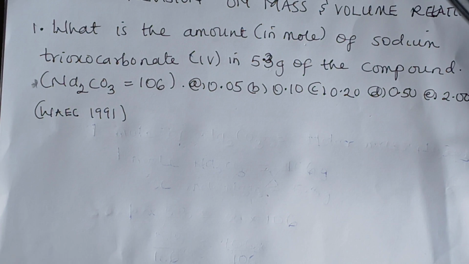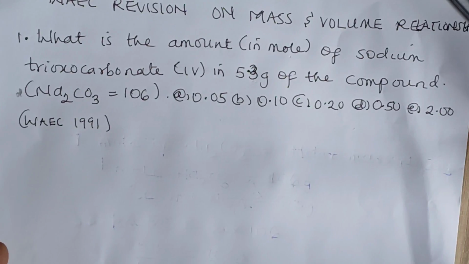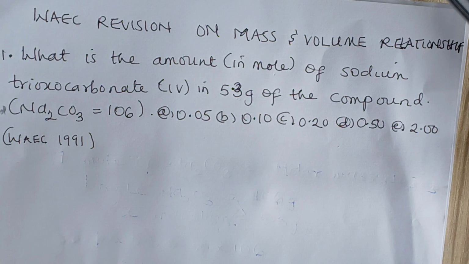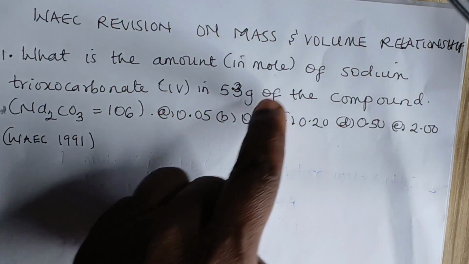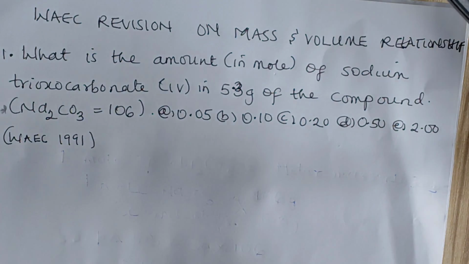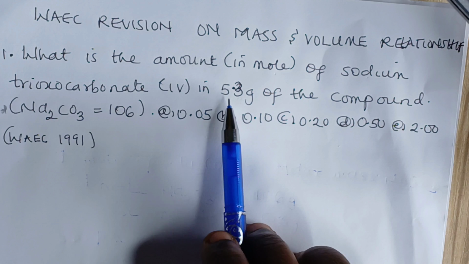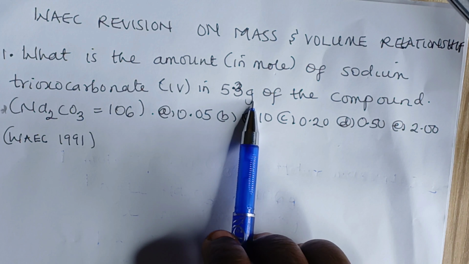So welcome back to the revision class, Waec revision class on mass and volume relationship. The first question here is, what is the amount in mole of sodium trioxocarbonate IV in 5.3 grams of the compound? Now, the major things you need to look at are the relationship between the elements. Now, what we need here is sodium trioxocarbonate IV, the only compound they are referring to here.